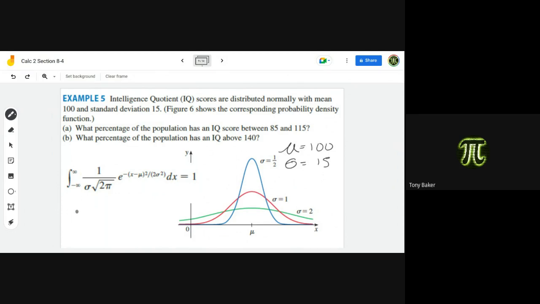All right, so the first one was from between 85 and 115. So we do 85 and 115. For those of you who took statistics, that's one standard deviation, so the number should be approximately 68%. All right, so plug our numbers in. So it's 1 over 15 square root of 2 pi, e to the negative x minus 100, so it's mu, squared. I'm just going to finish writing. They give you 2 right here.